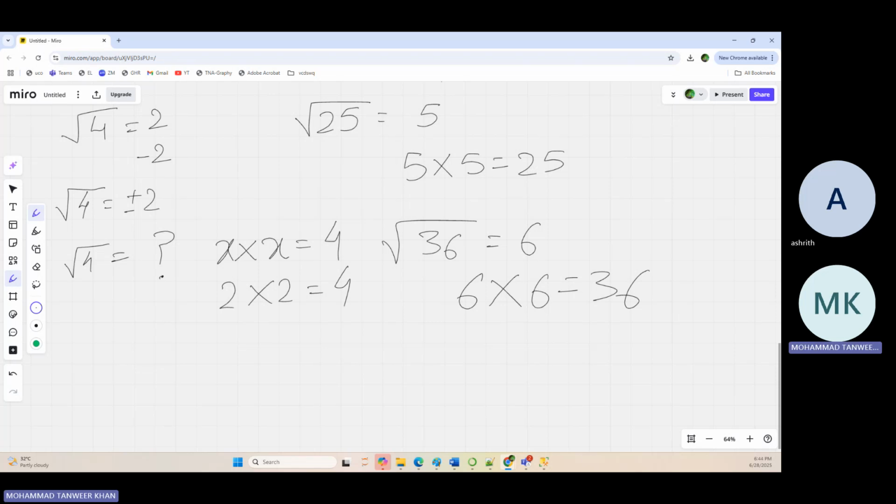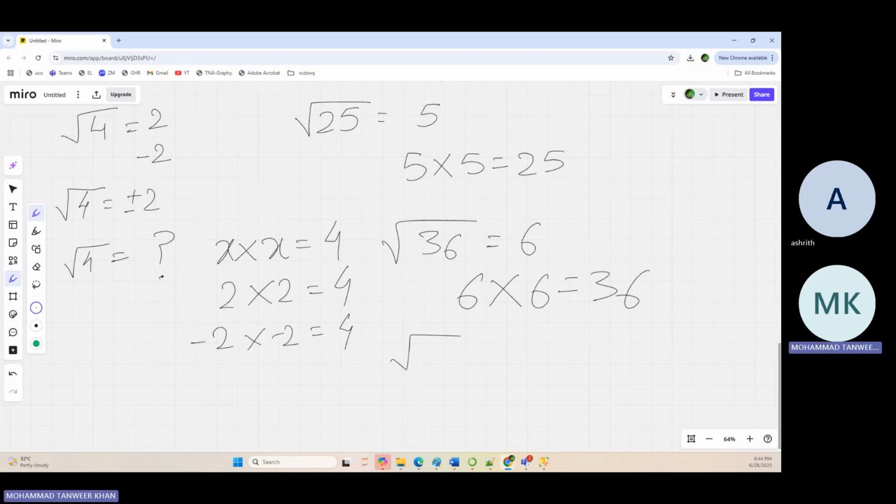But this is incomplete, because if you square 2, you get 4. If we square minus 2 as well, we will get 4. Minus 2 into minus 2 is also 4, no? That is why the square root of 4 is 2 as well as minus 2. When you do minus 2 into minus 2 it also comes 4, because minus into minus is plus. And 2 into 2 you get 4. Now you understood, right?